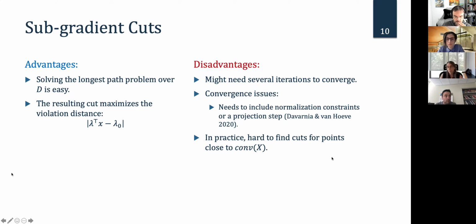But the main problem about this technique is that in theory it is great, but in practice, and we will see it when I show you some results, it's usually hard to find cuts for points that are too close to the convex hull. This iterative procedure has some issues converging, and sometimes it's very hard to separate points that are too close to your convex hull.